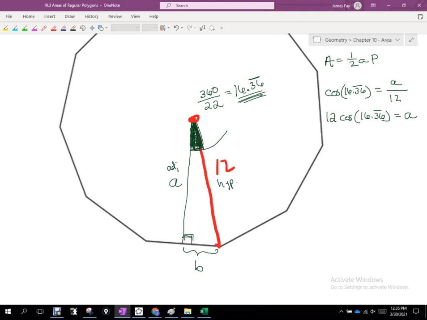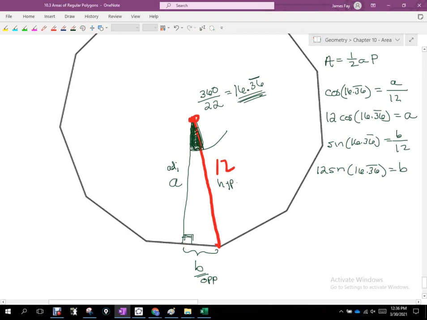Depending on the level of precision that the question is asking for, I would probably argue that for everything we do in this class, that would be okay. It would work. But since we're in the mode of using SOHCAHTOA, can't I use B as opposite, 12 as the hypotenuse, and say that the sine of 16.36 is equal to opposite over hypotenuse, and that gives me my B value.